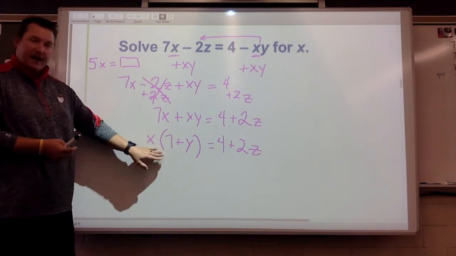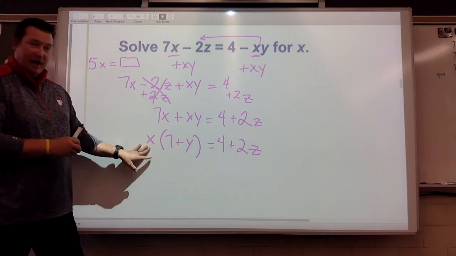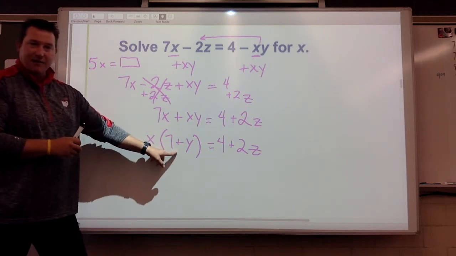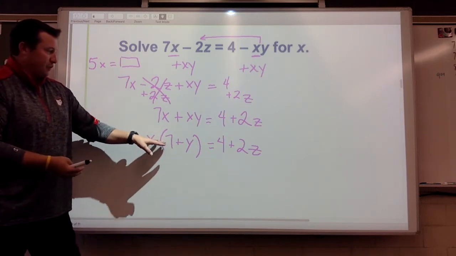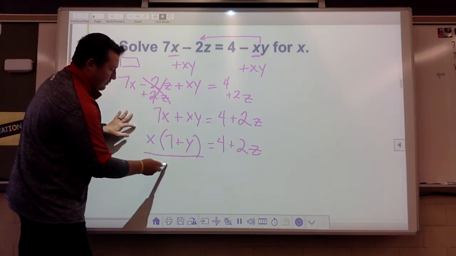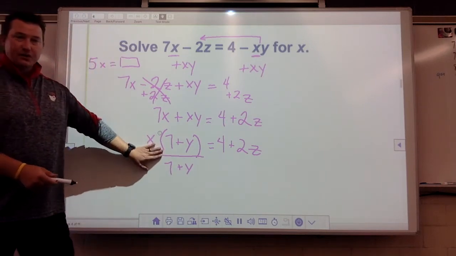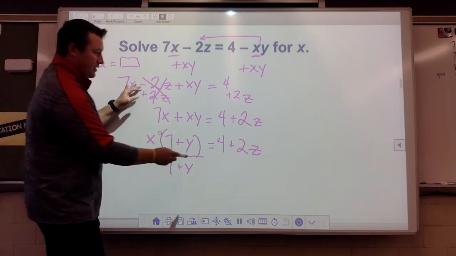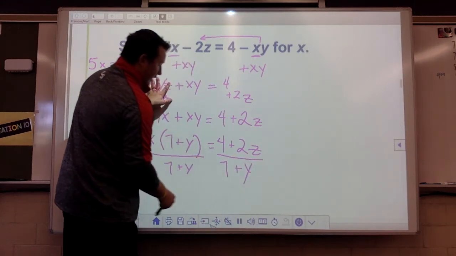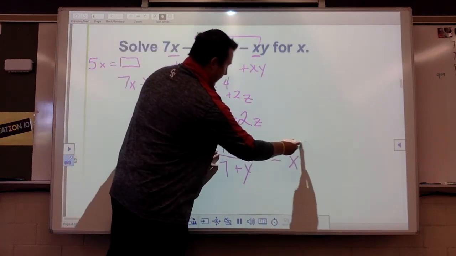I just have one step to go. Divide here. Should I divide by x? That's what I want to solve for. I want to divide by this weird expression that we factored out. So I want to divide this side by 7 plus y. Whatever I do to one side, I've got to do to the other side. So we're going to divide this expression by 7 plus y. This is what x is equal to now, guys, right here.